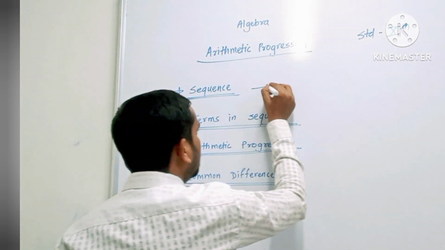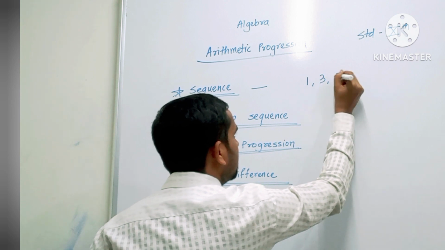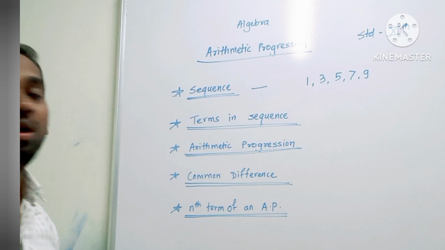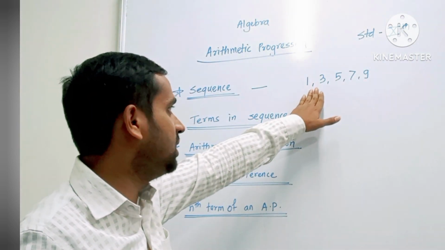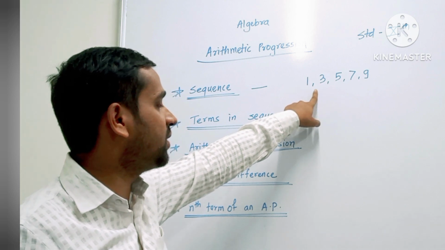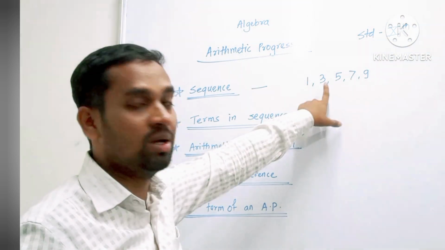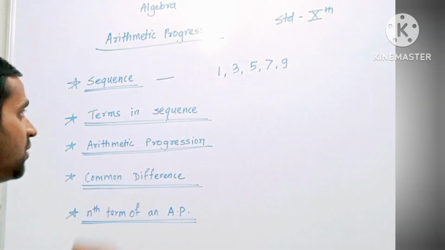Sequence. What is a sequence? Any type of sequence. For example, 1, 3, 5, 7, 9. It is a chain of numbers, but it has some rule, some mathematical rule. Suppose here is the difference between these two terms: 1 plus 2 is 3, 3 plus 2 is 5. This is called a sequence.